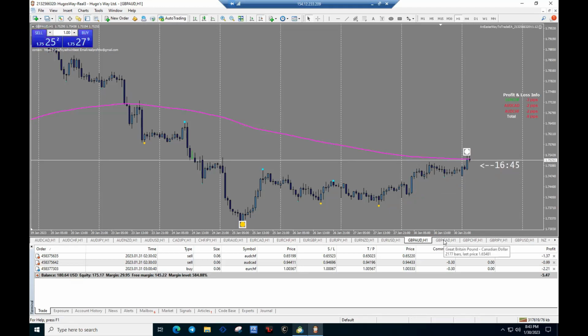What defines a trend? If it's going up, what defines a good trend? Higher highs and higher lows. There you go. So that's the two rules.